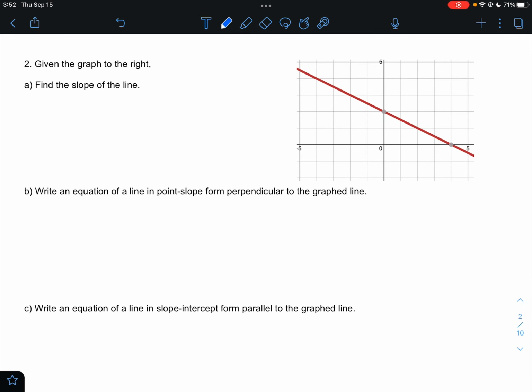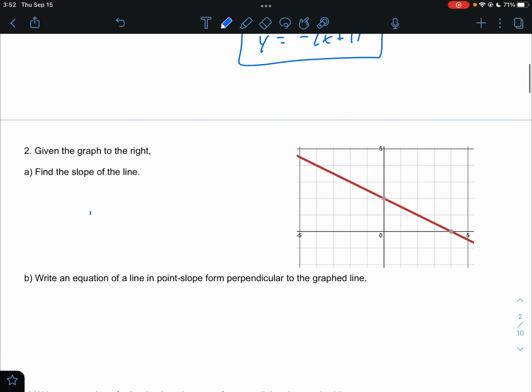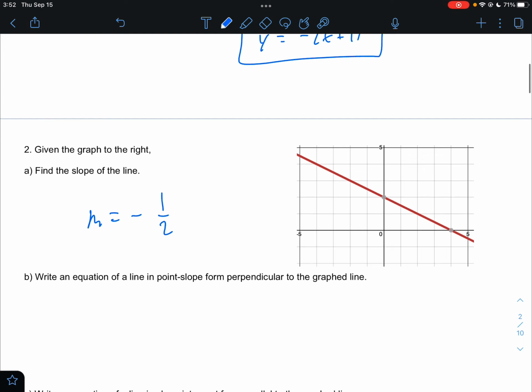Number 2, given the graph to the right, find the slope of the line. All right, so let's find 2 points that are easy to look at here. There's one right there and one right there. And then it goes down 1, right 2. So our slope is -1/2.